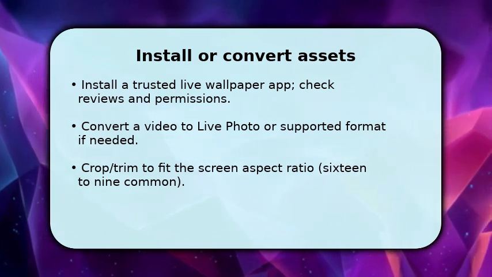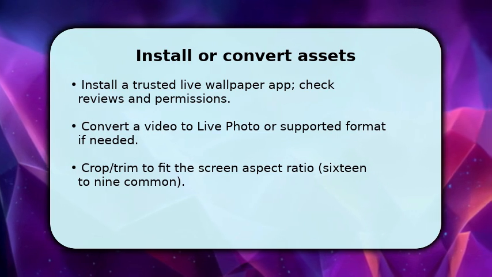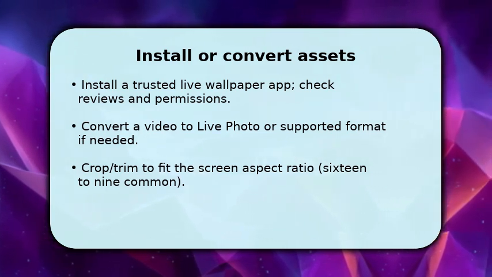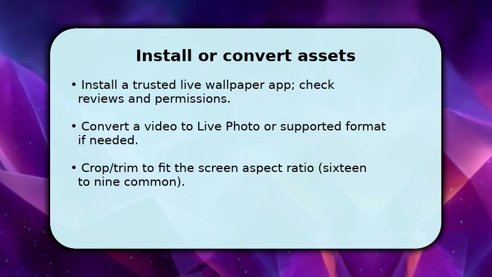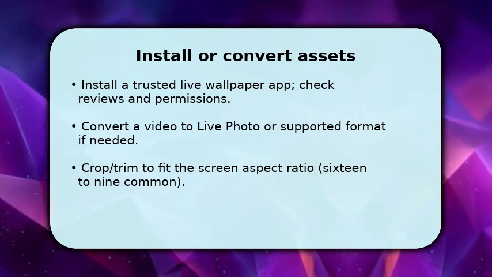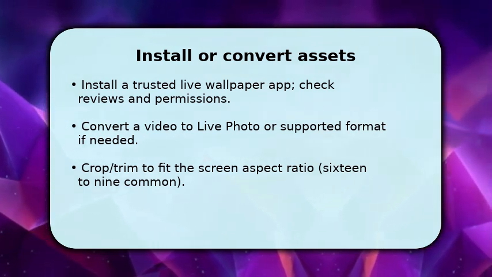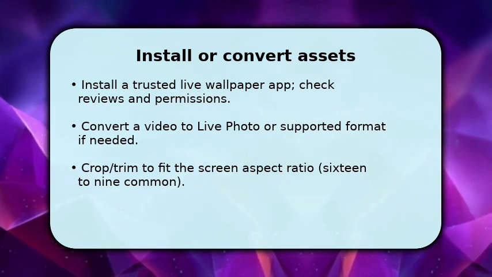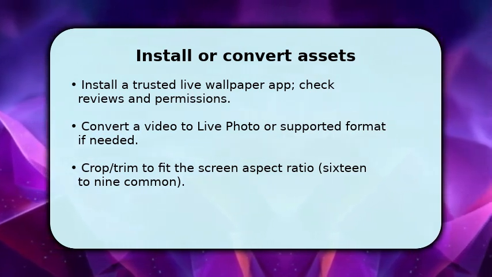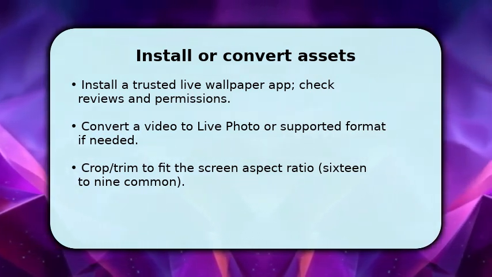For phones that use live photos, convert the video into that format. Once converted, follow the app prompts to save or export the live asset. After exporting, preview it in the app. If it loops or stutters, adjust duration and encoding settings before applying to avoid poor playback on the home screen.